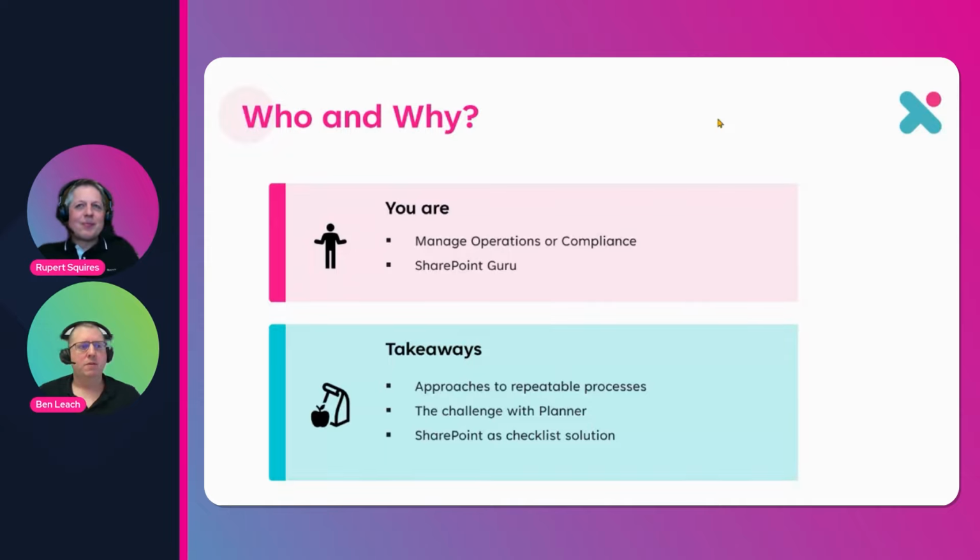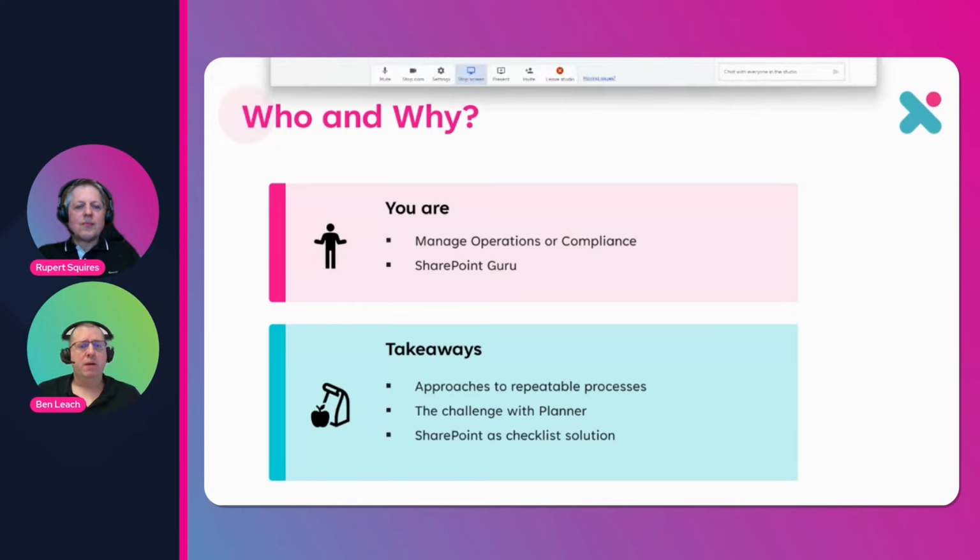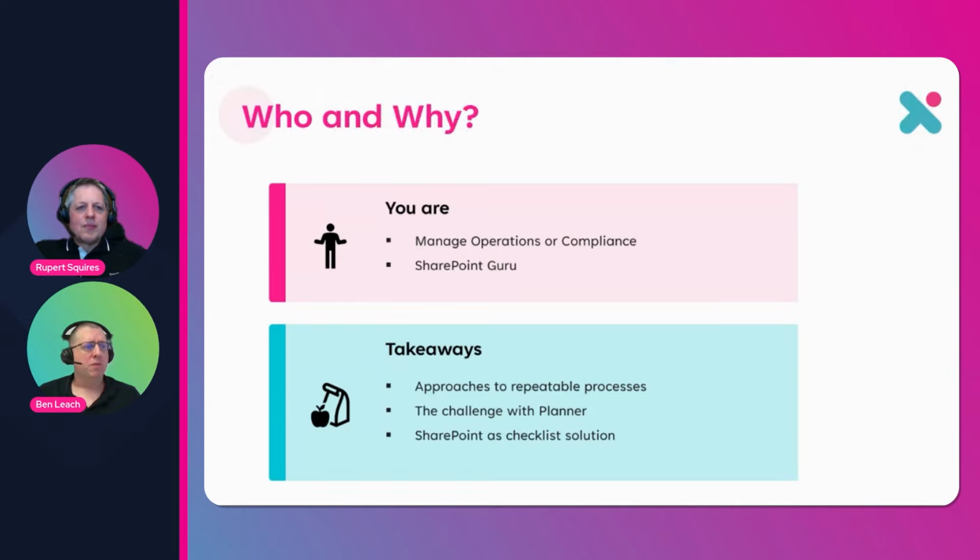So the key things we're going to be covering today are a review of some of the potential approaches to do this within Microsoft 365, and in particular, how we can make these repeatable processes more standardized. We're going to spend a little bit of time talking about Planner and some of the challenges with using that tool to achieve this. And then we're going to focus on how we can use SharePoint, and specifically Microsoft Lists, to support this checklist solution and how that can tie into things like Power BI and Power Automate.